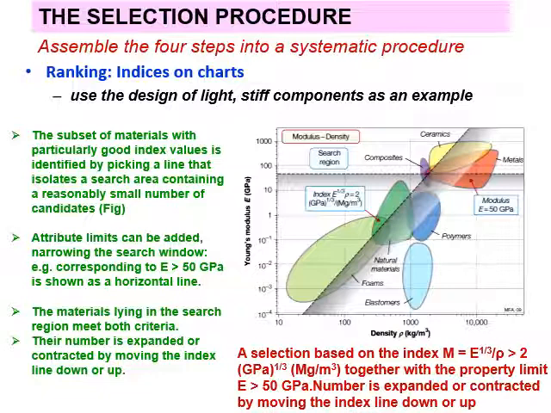So attribute limits can be added, narrowing the search window. For example, the Young's modulus needs to be much bigger than 50 gigapascal, as shown in the horizontal line over here, 50 gigapascal. Remember, this graph is in the logarithm scale. The materials lying in the search region must meet both criteria. So the first line is over here and the second line is over here. So this one met both criteria.